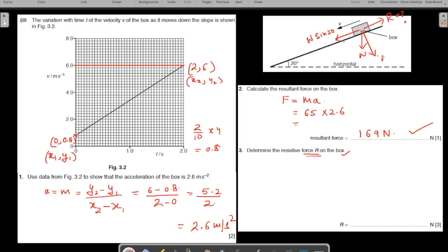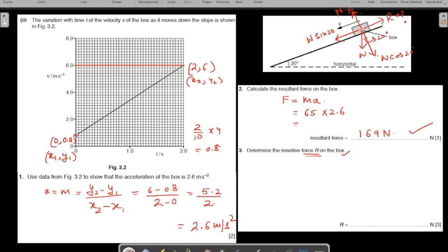So W cos 20 degrees, because this angle here is 20 degrees. You can use geometry to verify this is 20. Is there any other force? We had identified that there is one more force acting here, which is the normal force.